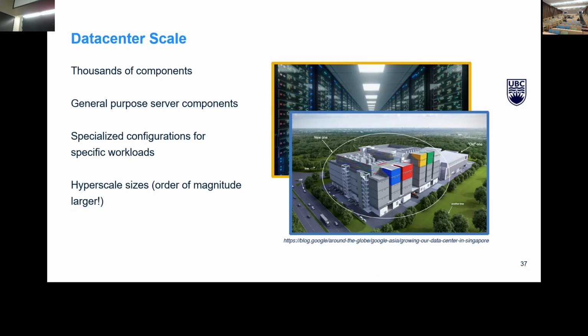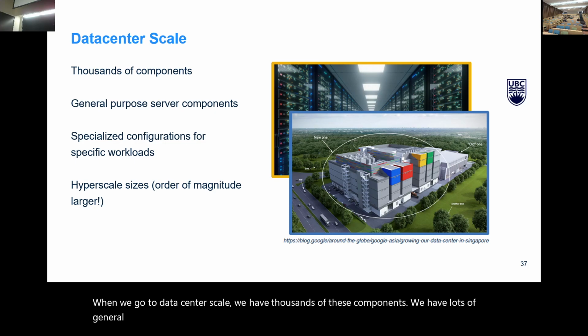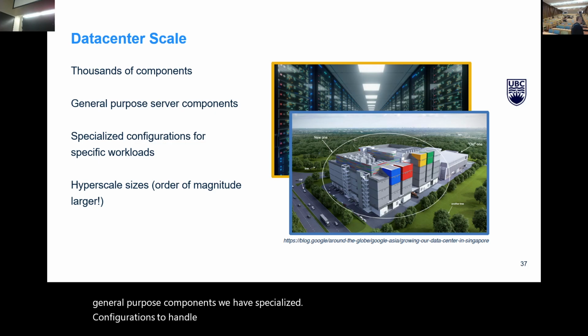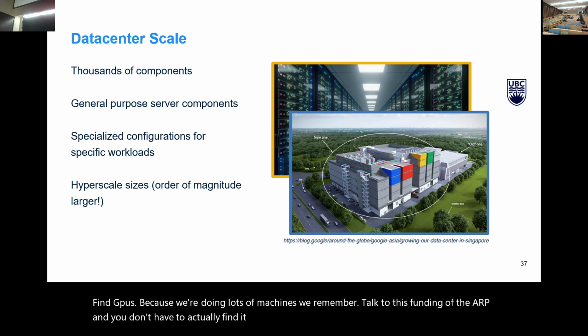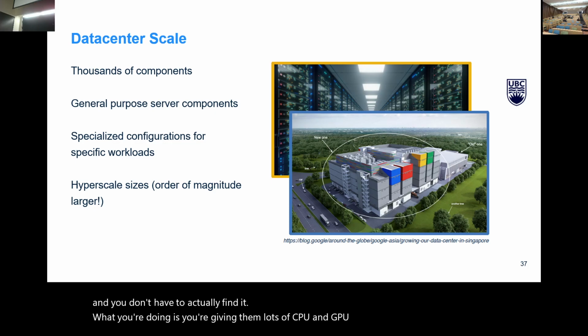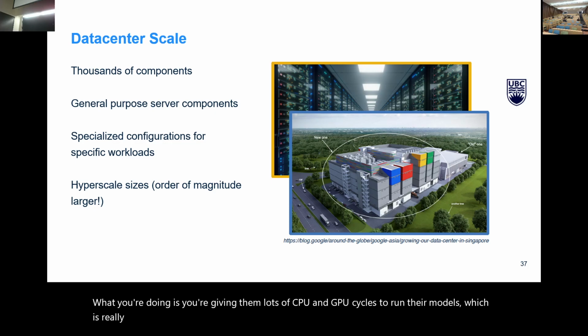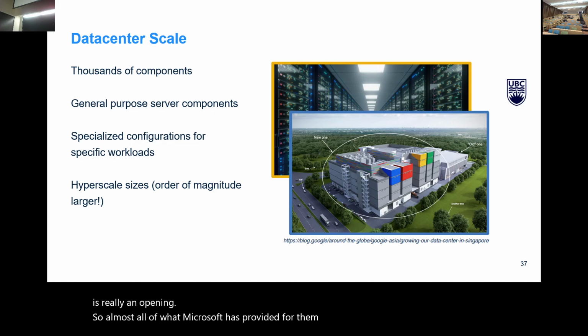When we go to data center scale, we have thousands of these components. We have lots of general purpose components. We have specialized configurations to handle particular workloads. Farms of GPUs, because we're doing lots of machine learning. I mean, Microsoft is funding OpenAI. Do you know how they're actually funding them? Did you notice that? I wasn't super surprised. It's not like they're shoveling cash over at OpenAI. No, what they're doing is giving them lots of CPU and GPU cycles to run their models, which is really what OpenAI needed. So almost all of what Microsoft is providing for them are data center services.